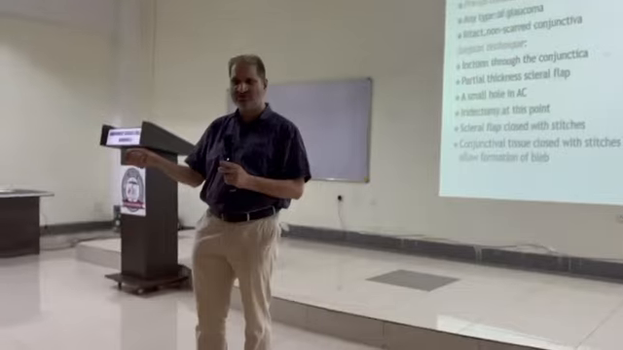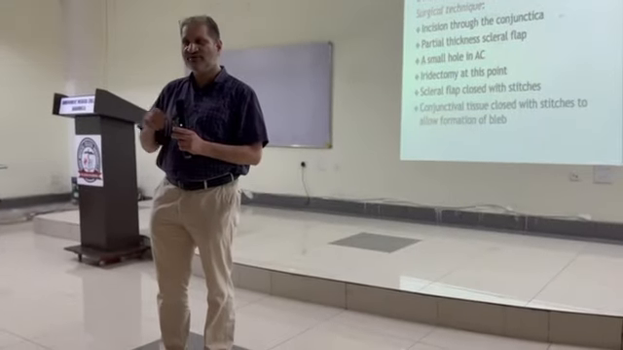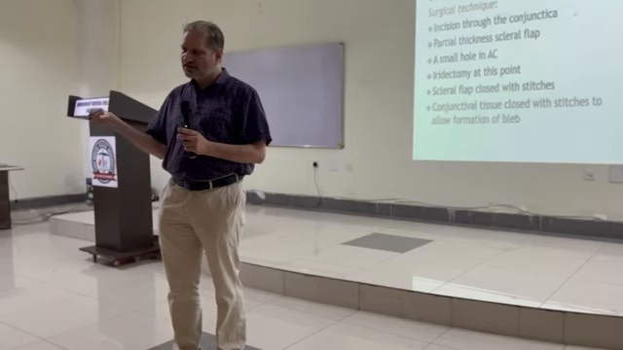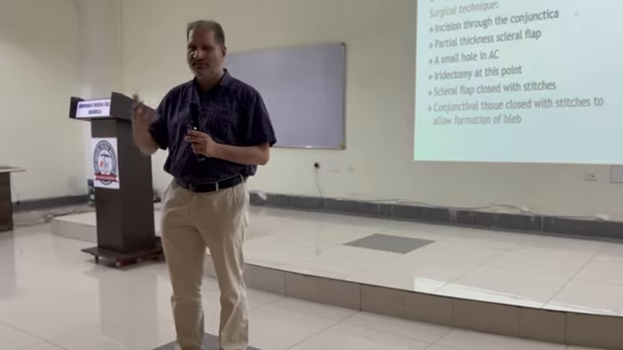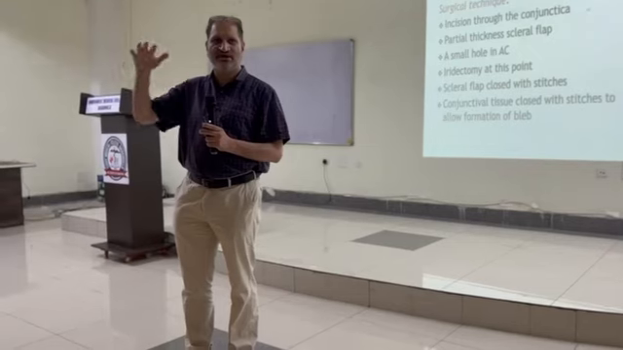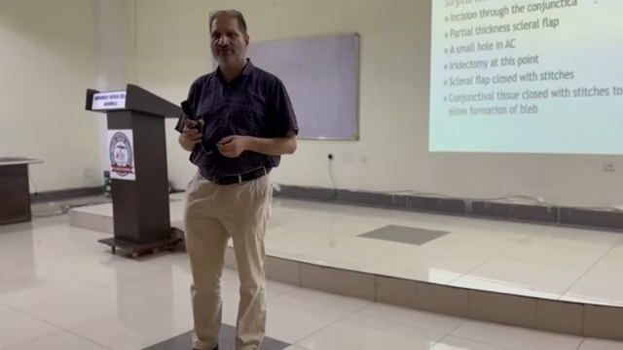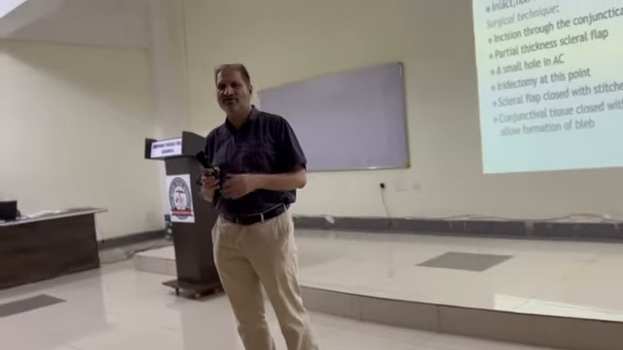Two or three sutures, releasable or non-releasable. Then we cover it with the conjunctival sutures. Then we put fluid into the AC to check the flap and balance. This is the flap.